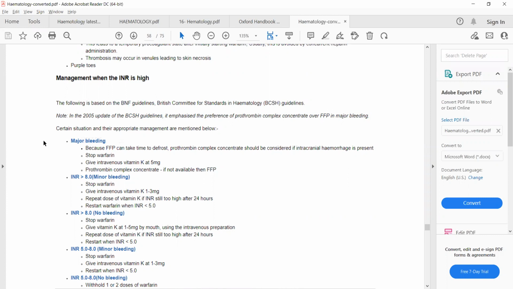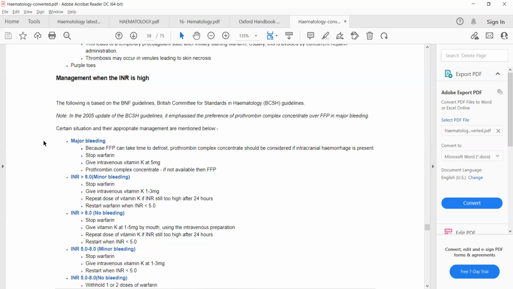So major bleeding is the only indication for FFP or prothrombin complex concentrate in case of warfarin toxicity. In all the other remaining scenarios, we will not transfuse fresh frozen plasma or prothrombin complex concentrate.